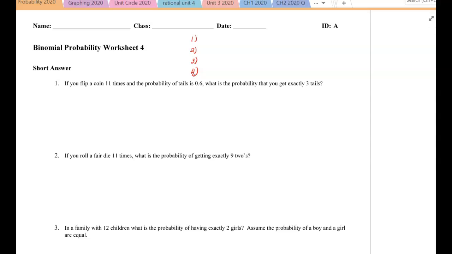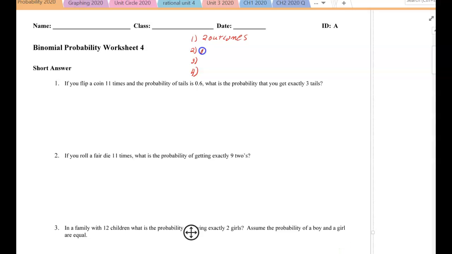So if you flip a coin 11 times, and the probability of tails is 0.6, what is the probability of getting exactly 3 tails? So this particular coin is not fair. If you look at number one, the first thing that you should notice is there are two outcomes. So for binomial probability, there needs to be two outcomes. In problem number one, tails or heads.